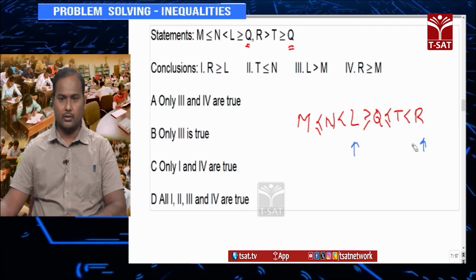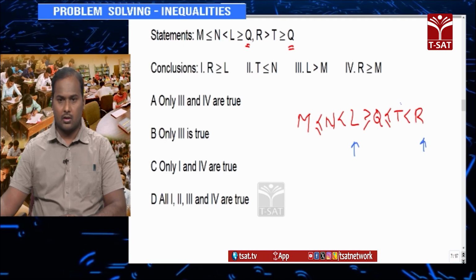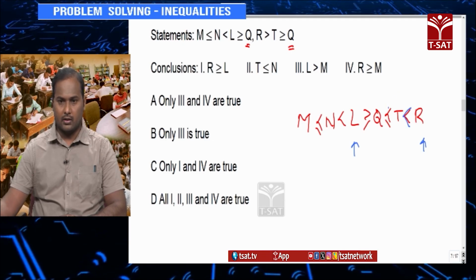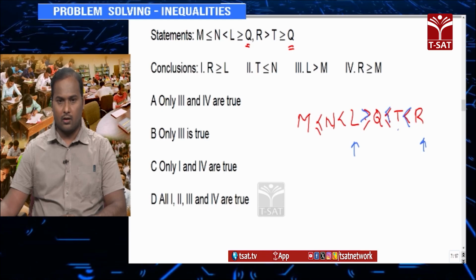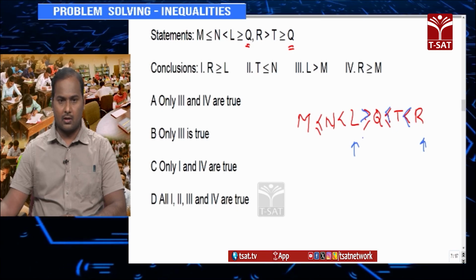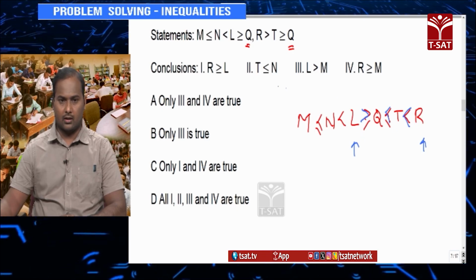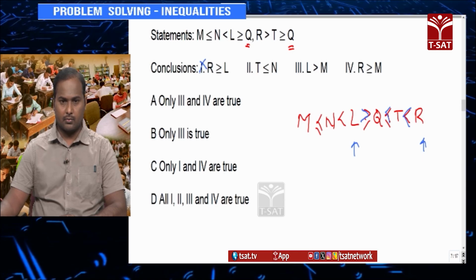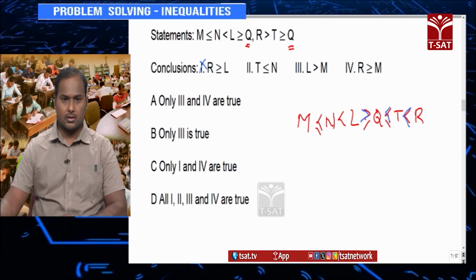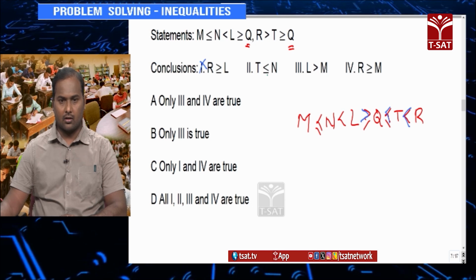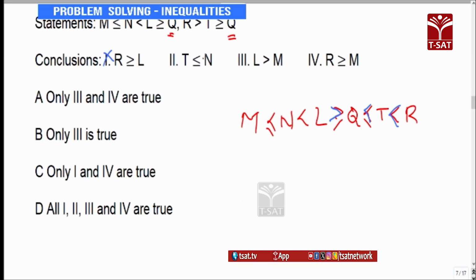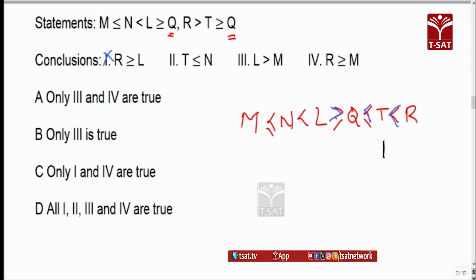But what is the problem here? The problem here is here greater than symbol, here greater than symbol, but you can see here less than symbol. So you can see two opposite symbols. Whenever you see the opposite symbols in between L and R, obviously this conclusion becomes wrong. See the next conclusion, that is N is greater than or equal to T, or T is less than or equal to N. So he is asking the relation between T and N.